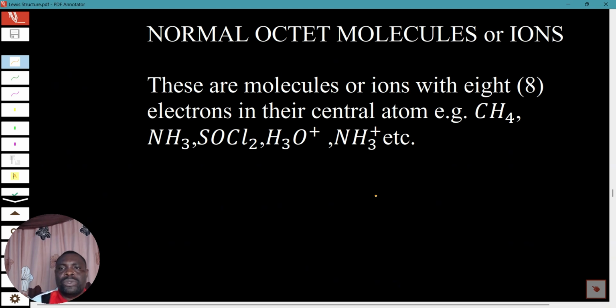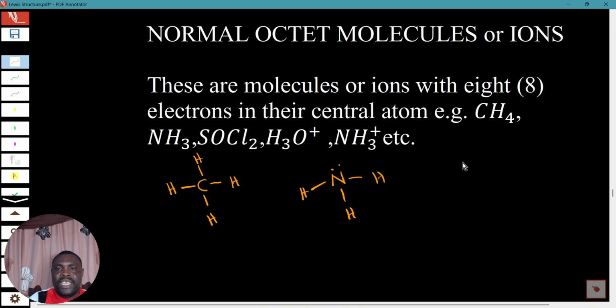These are molecules with 8 electrons in their central atom. Now, if you look at methane, the Lewis structure of methane, which we have already discussed in our previous classes. You can see that the carbon, which is the central atom, has 4 bond pairs, 1, 2, 3, 4, making 8 electrons. If you look at ammonia, ammonia has 1 lone pair and 3 bond pairs. So 3 bond pairs give you 6 electrons, with 1 lone pair gives us 8 electrons.